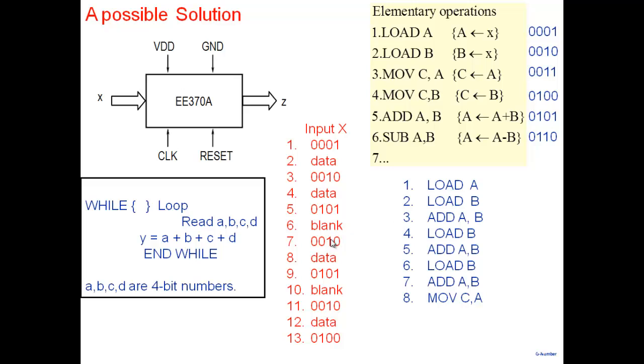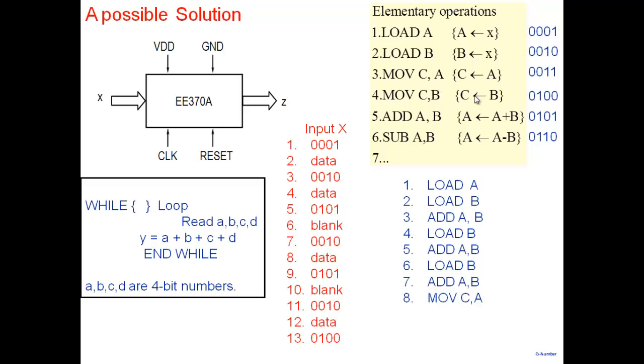Then I give 0010. I load B here. Then I give data. Then 0101, add. And then blank. And then 0010 again, load. And then I give data again. And 0100, the result is moved to C. And let's say C is the register which is connected to the output.